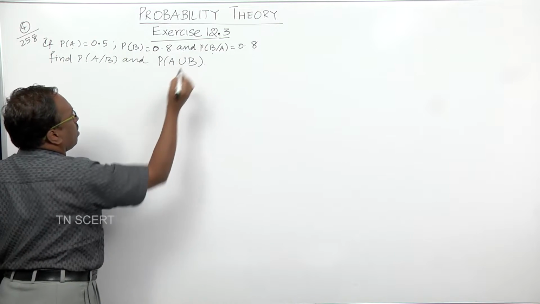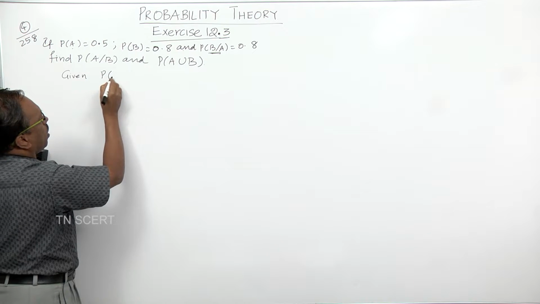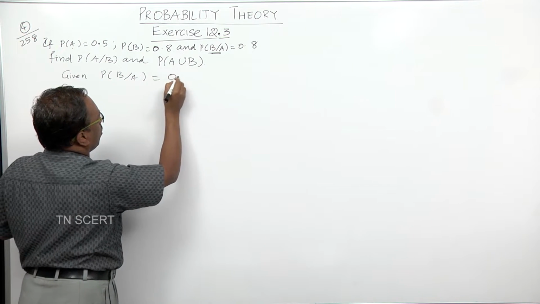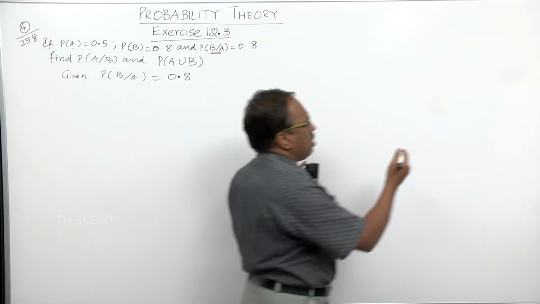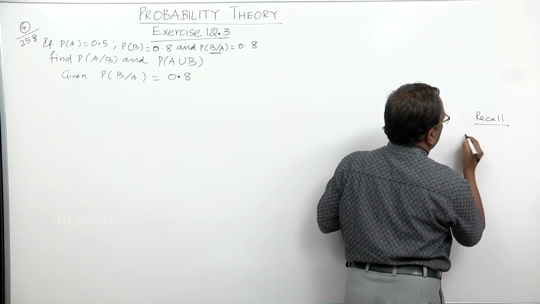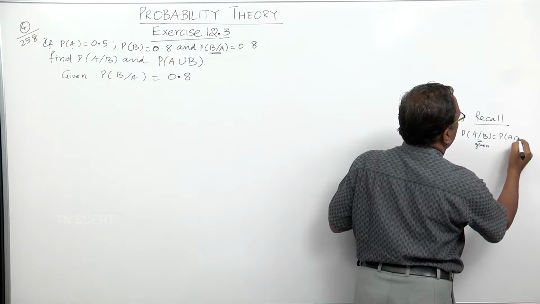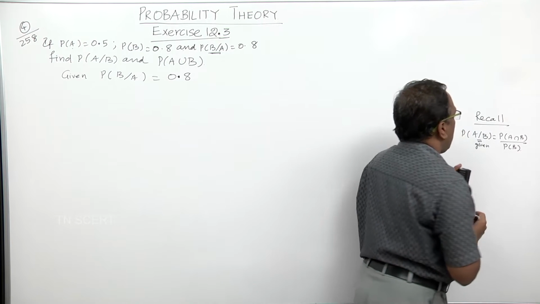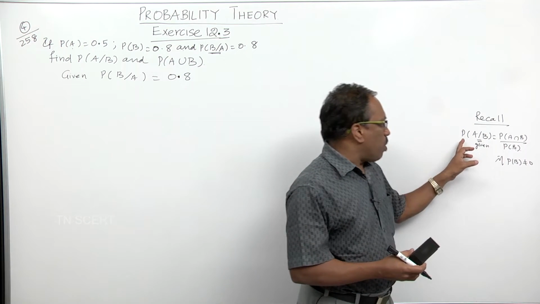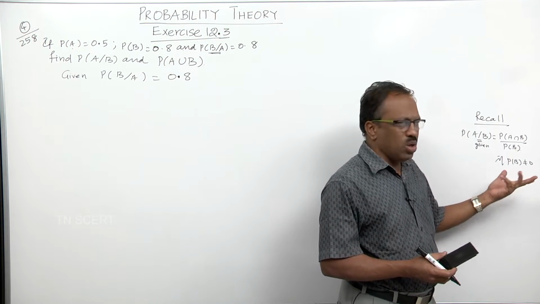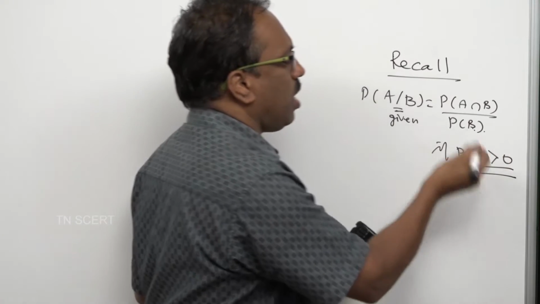What is given? Probability of B given A is equal to 0.8. According to the conditional probability definition, probability of A given B is probability of A intersection B by probability of B, provided probability of B is not equal to 0, that is, greater than 0, because probability does not have a negative value.